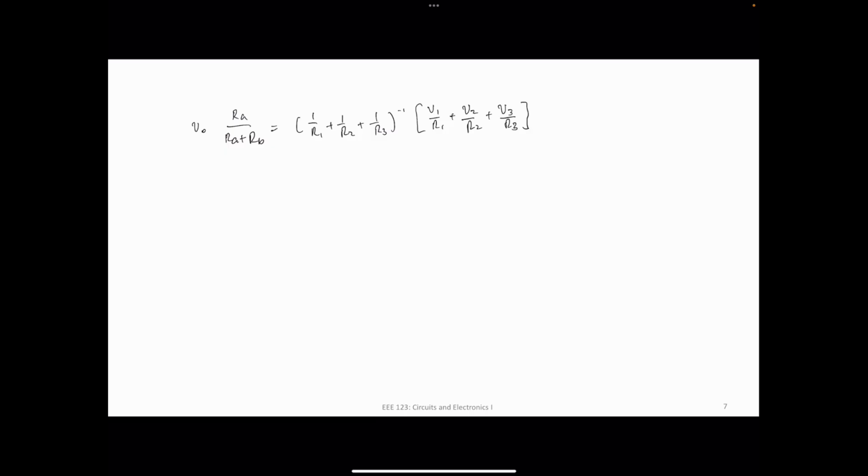And so finally, I get V sub O. This is now going to be (RA plus RB) over RA, times (1 over R1 plus 1 over R2 plus 1 over R3) raised to the minus 1, times (V1 over R1 plus V2 over R2 plus V3 over R3).